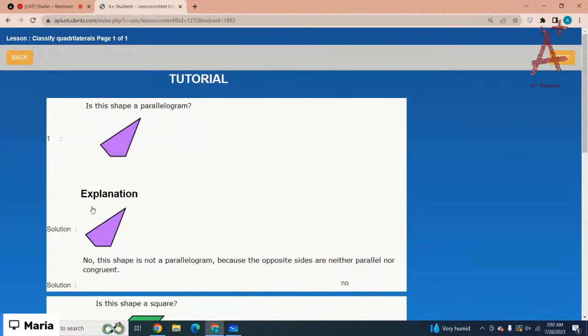Okay, is this shape a parallelogram? You are given a four-sided shape. You need to see if this is a parallelogram. So no, this is not a parallelogram. Why? Because the opposite sides are neither parallel nor congruent. In a parallelogram, the opposite sides must be parallel and congruent. So in the given shape, they are neither parallel nor congruent. So this is not a parallelogram, right?